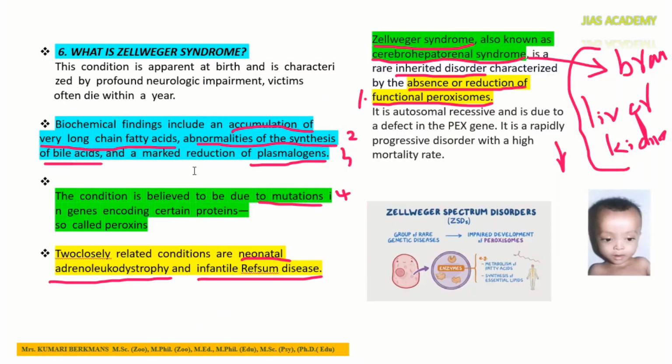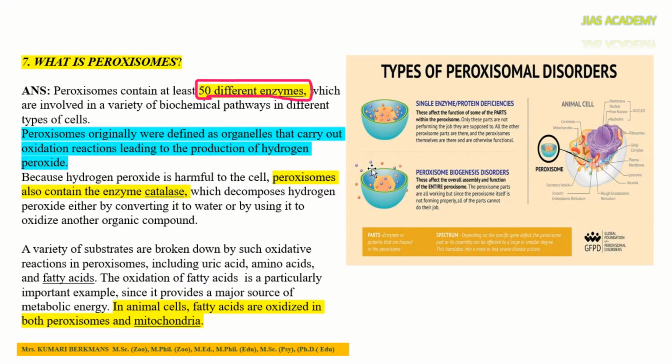What is that syndrome called? It is called Zellweger syndrome, otherwise called cerebrohepatorenal syndrome. This is also associated with two other diseases, neonatal adrenoleukodystrophy and infantile Refsum disease. These two are also accompanied with this one.